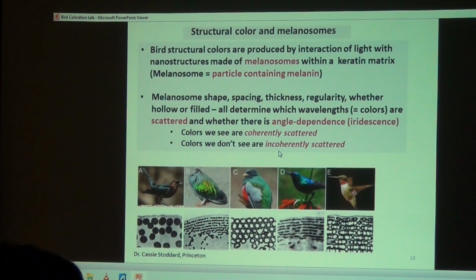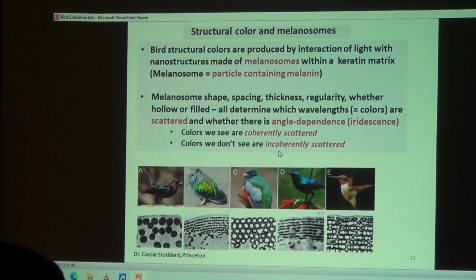Iridescence occurs when there is an angle dependence of the color that you're seeing. What happens is that two colors are coherently scattered at slightly different angles off these melanosome nanostructures. And so, depending on the angle at which you look at the bird, the color may appear different.